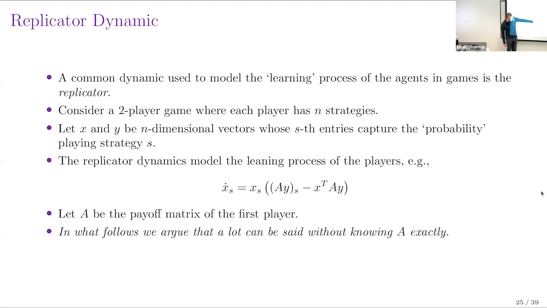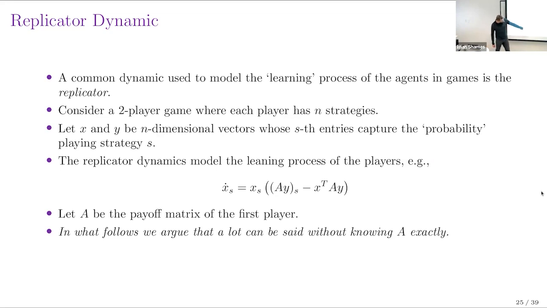Each of these probabilities, forget about this for the time being. This corresponds to the average payoff given the current choices of the other player, subtracted by the expected payoff when both players play together. This is how the dynamics work. And A is the payoff matrix.